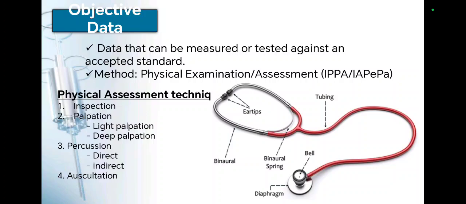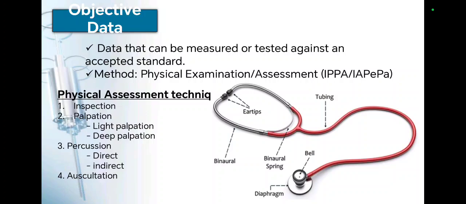sounds that we hear. Now, there are 4 components of your percussion sound. First, we assess for the amplitude. How loud is it? Okay? The next one is the quality. You have to describe the quality that you have heard during percussion. The next one is the duration. How many seconds did you hear the sound itself? So again, we have amplitude, quality, duration, and pitch. If it's high-pitched or low-pitched.